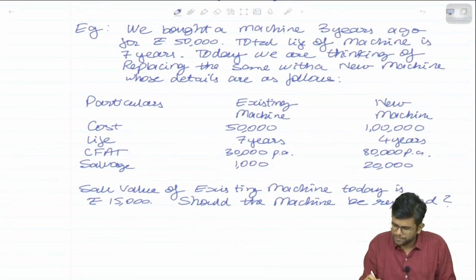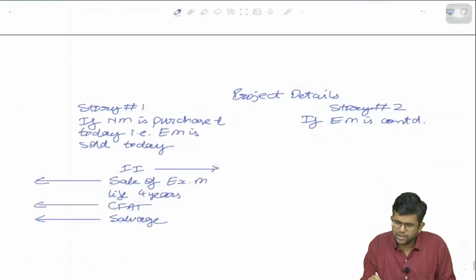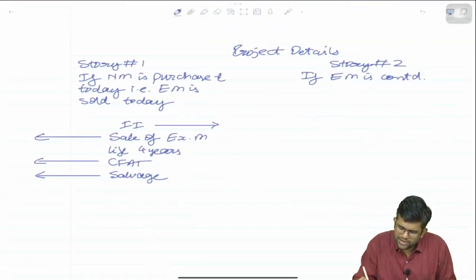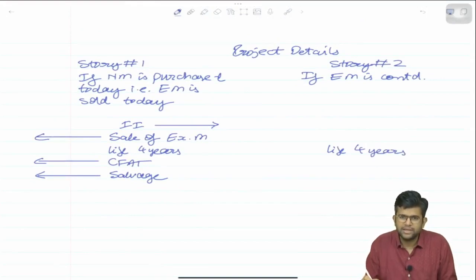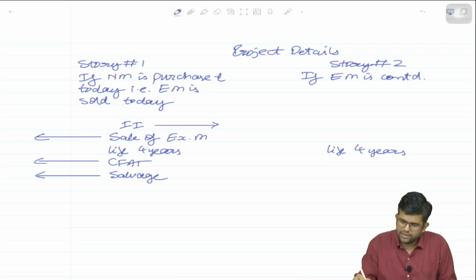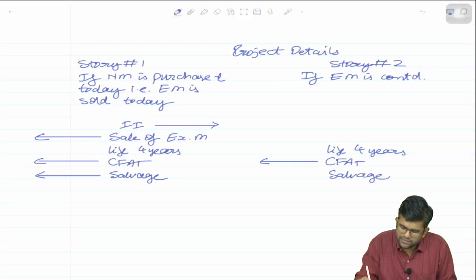So do you therefore realize that this 50,000 is an irrelevant number given to us? If you continue the existing machine, the life of this also is going to be 4 years only. In a sense, 3 years have already happened. Total life was 7. This machine will also give us CFAT for the next 4 years. After continuing for 4 years, this machine will also result in some kind of salvage at the end of the 4th year. Correct? So these are your cash flows.